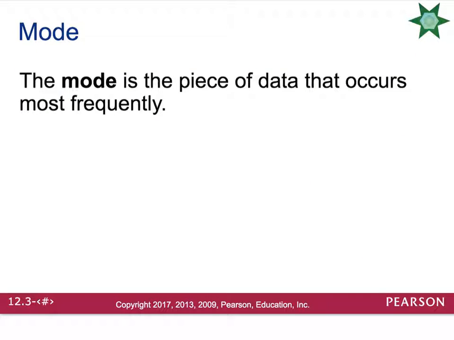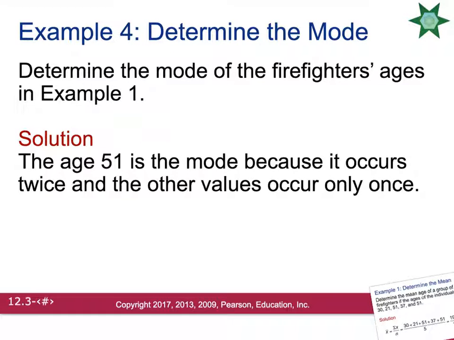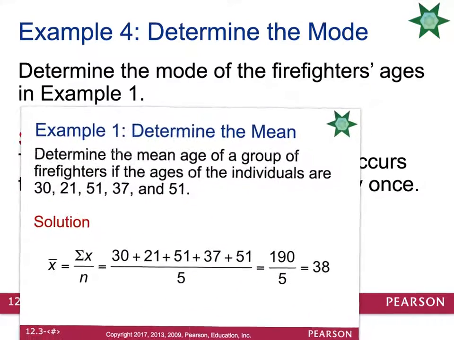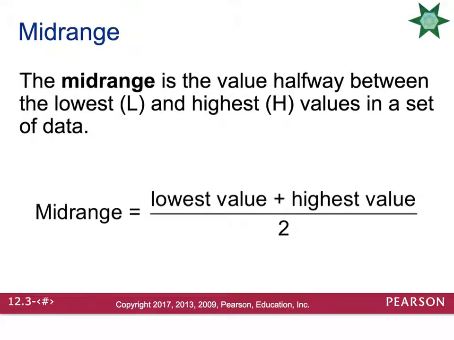The mode is the piece of data that occurs the most frequently. So if we look at our example 1 again with our age of our firefighters, there's only one item that is repeated, and that is the number 51. So if I asked you for the mode, you would say 51. The mid-range is the value halfway between the lowest and the highest values in a set of data.